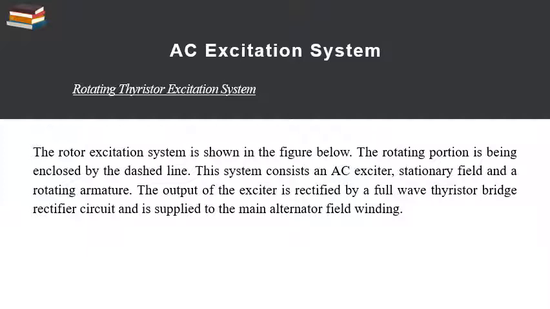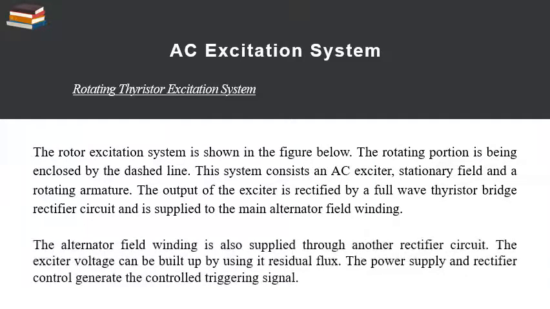In the case of the AC exciter, the output of the exciter is rectified by a full wave thyristor bridge rectifier circuit and is supplied to the main alternator field winding. The alternator field winding is also supplied through another rectifier circuit. The exciter voltage can be built up by using its residual flux. The power supply and rectifier control generate the controlled triggering signal.